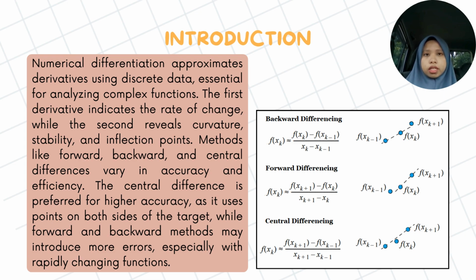So for the first derivative, it will indicate the rate of change, while the second derivative will reveal curvature, stability, and inflection points. For example, methods like forward difference, backward difference, and central difference will vary in accuracy and efficiency. The central difference is more preferred for higher accuracy because it uses points on both sides of the target, while forward and backward difference methods may introduce more errors, especially when the function is rapidly changing.